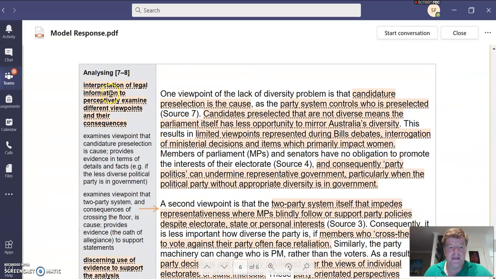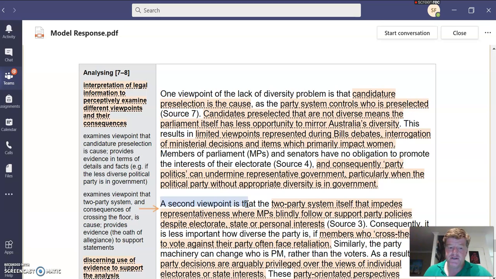Okay, now interpretation of legal information to perceptively examine different viewpoints. So you can see they've actually outlined one viewpoint of the lack of diversity problem is that candidate pre-selection. So the fact that the way parties choose their candidates is a problem. So one viewpoint there, but they've gone straight into a second viewpoint, that the two-party system impedes representation where MPs blindly support party policy.